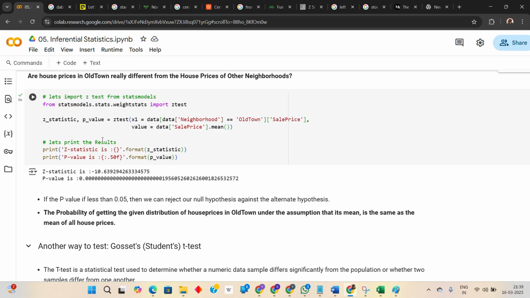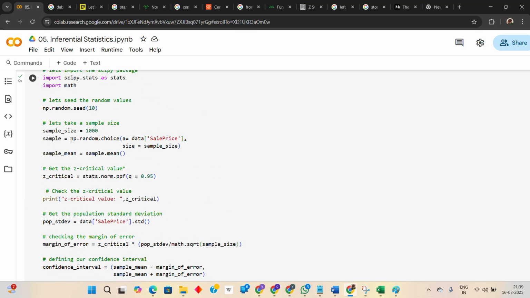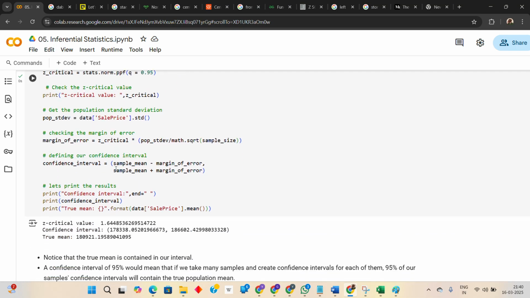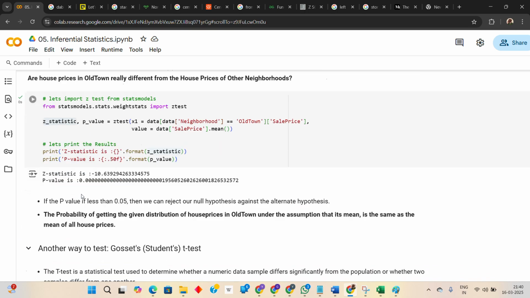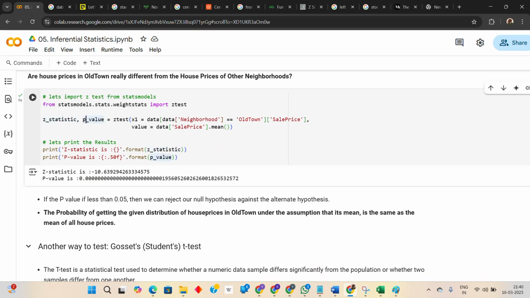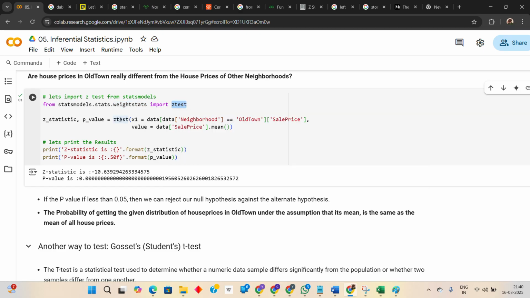So let us consider the next small thing: Z statistic and p-value. Earlier I showed you a small function, right? norm.ppf. That is one way to get the Z statistic. Another way gives both the Z statistic and p-value. If you want both values at a time, then statsmodels is a library. Inside that, in stats, there is a function called ztest. If you use that function directly, you will get both values, the Z statistic and p-value.